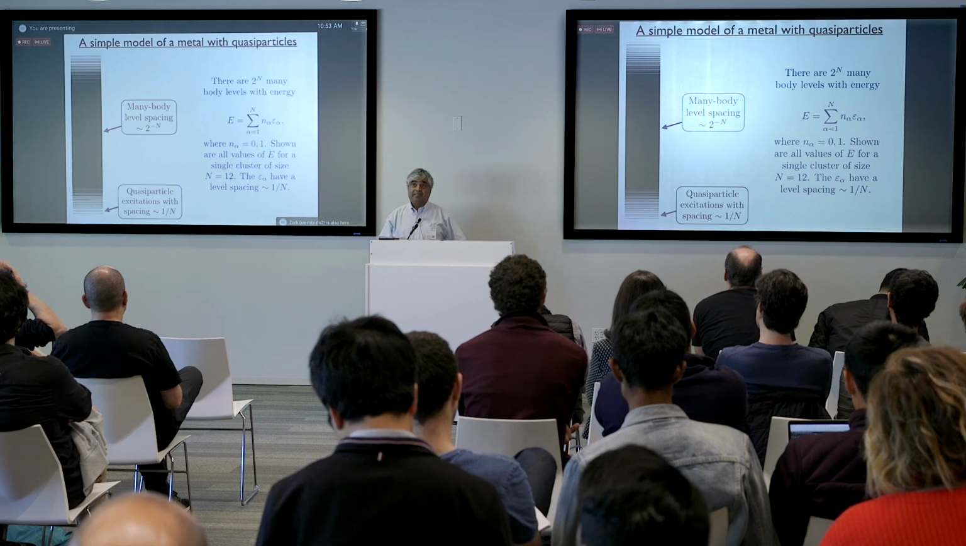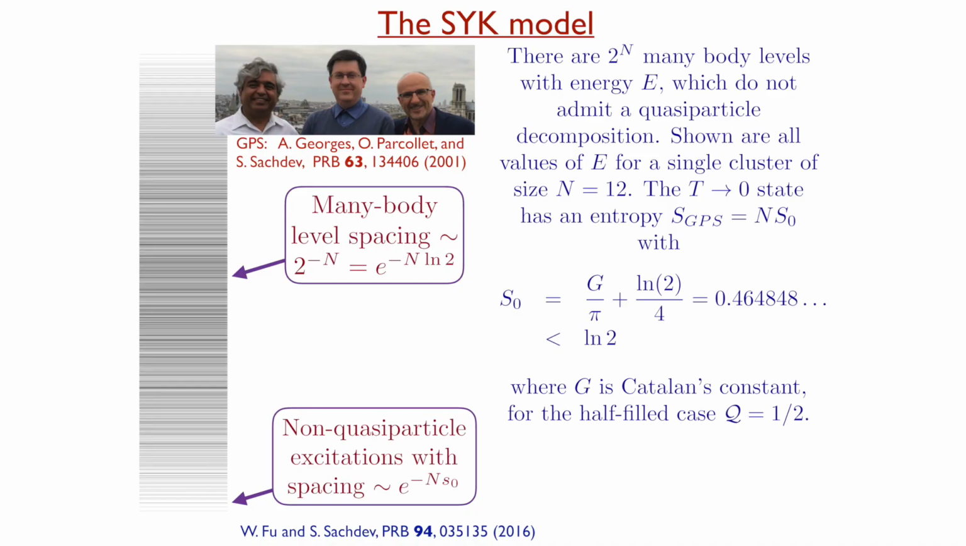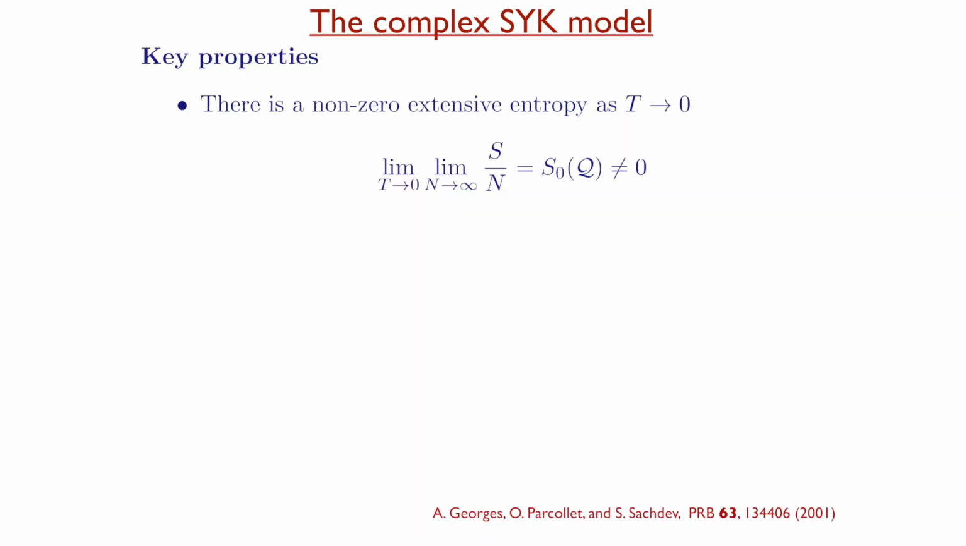Now, what happens in the SYK model is something very different. The energy level spacing is exponentially small everywhere, and even at the bottom of the band. And the spacing now is e to the minus n S0, where S0 is this zero temperature entropy that I had over here. Okay. So that's one important property, the presence of a non-zero zero temperature entropy.